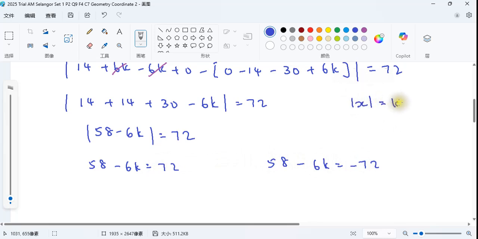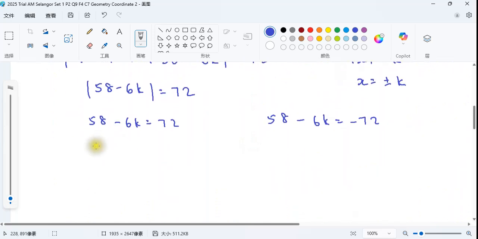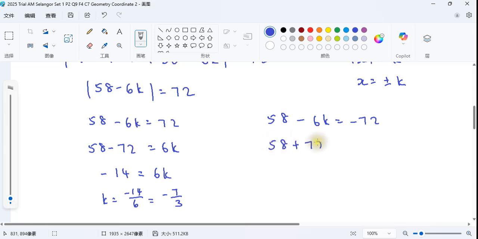We have modulus x equal to k, then x will be plus or minus k. They want to find the value of k only. So we will have 58 minus 72 equals 6k. Then negative 14 equals 6k, so k is negative 14 over 6, which is negative 7 over 3. And we have 58 plus 72 equals 6k, so 6k equals 130. K is 130 over 6, which is 65 over 3.